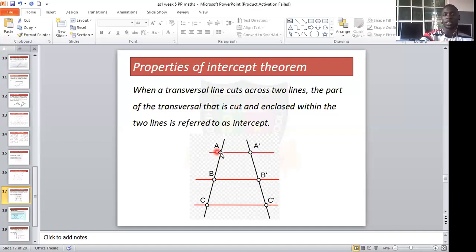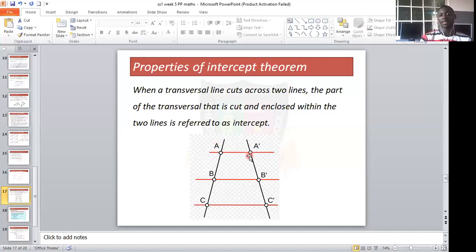That is, from this point to this point is the intercept we'll be considering, and BC, that is from this point to this point. The A intercept and the B intercept here, also here from the B intercept to the C intercept. So these are what we are talking about here, the intercept theorem we'll be considering. So when a transversal line cuts across two lines, the part of the transversal that is cut and enclosed within the two lines is referred to as the intercept.